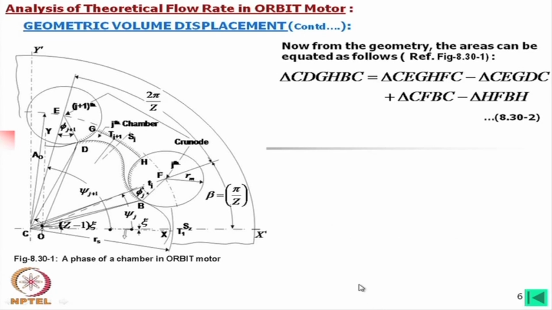If we subtract this area from that area, we will get the instantaneous area. Now, how is it done? This is pure geometric analysis. Referring to this figure, the area C, D, G, H, B, C is equal to the area C, E, G, H, then F, then C. First we consider this area.